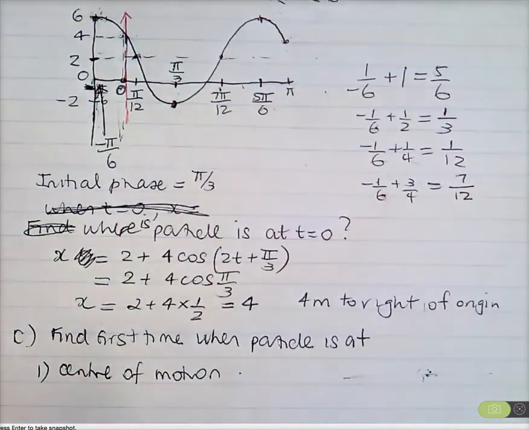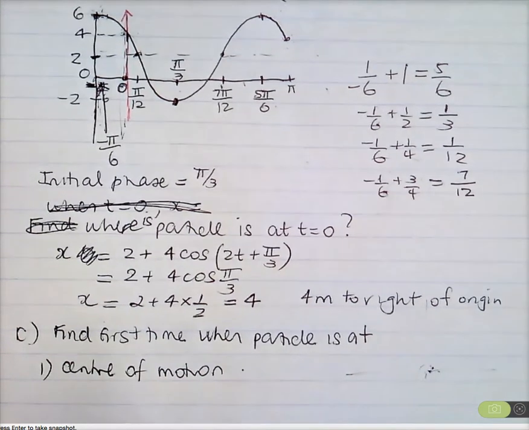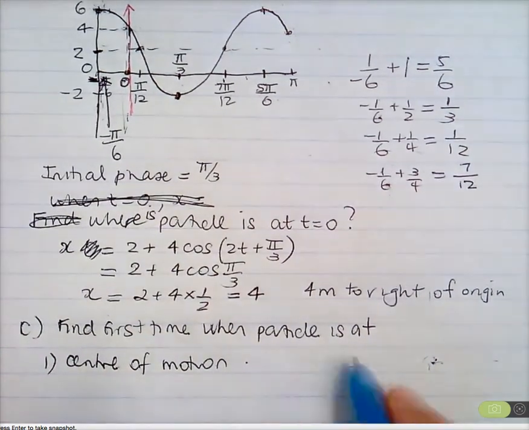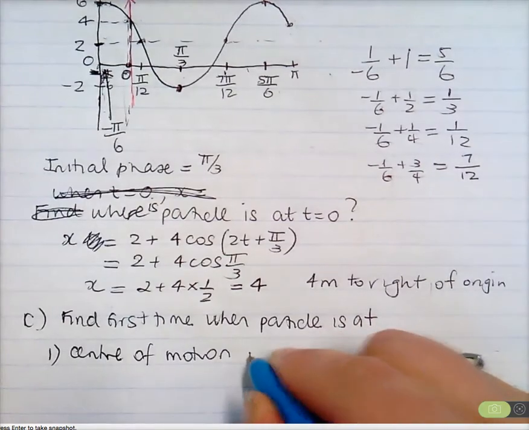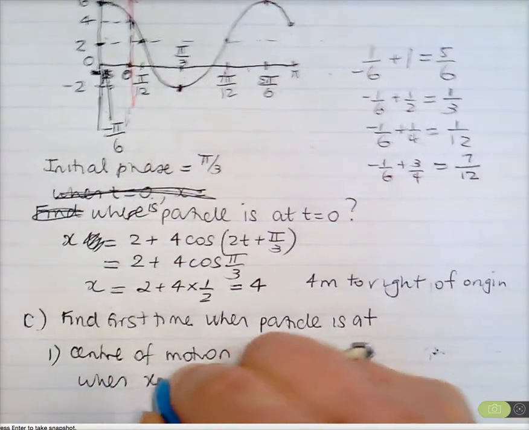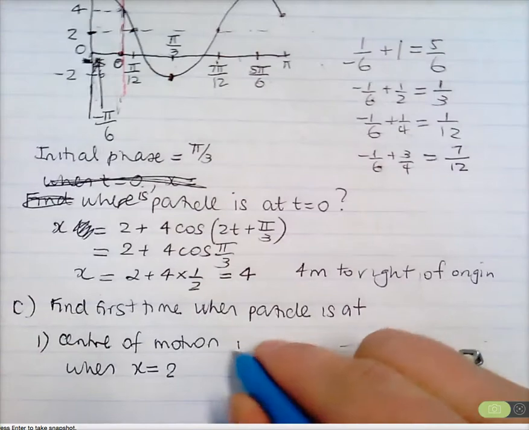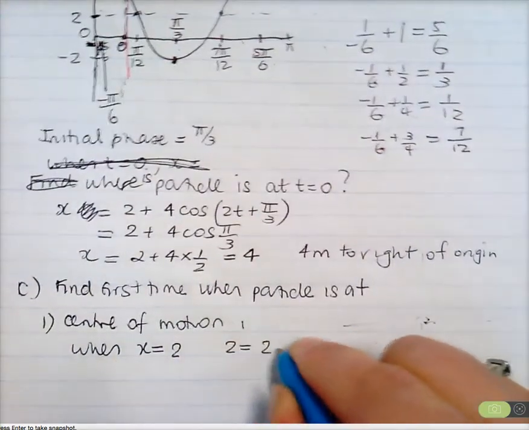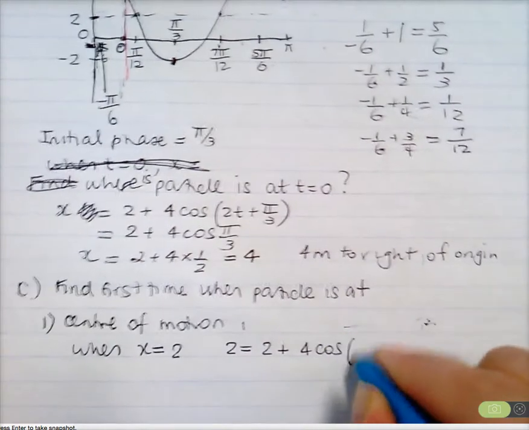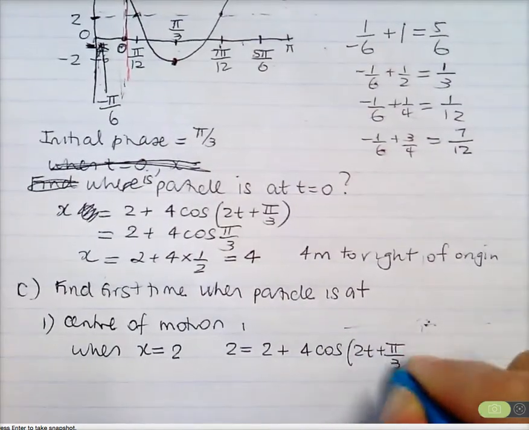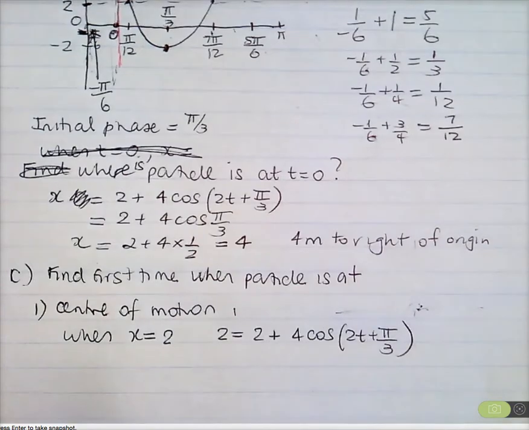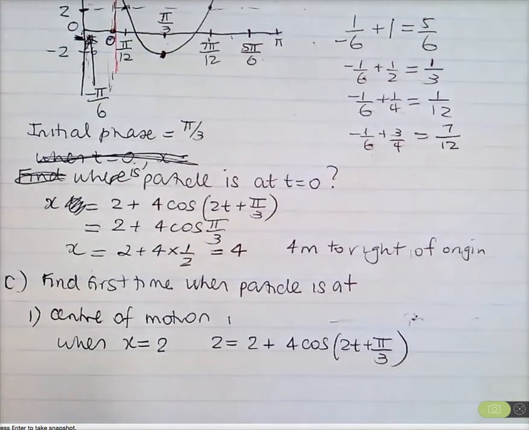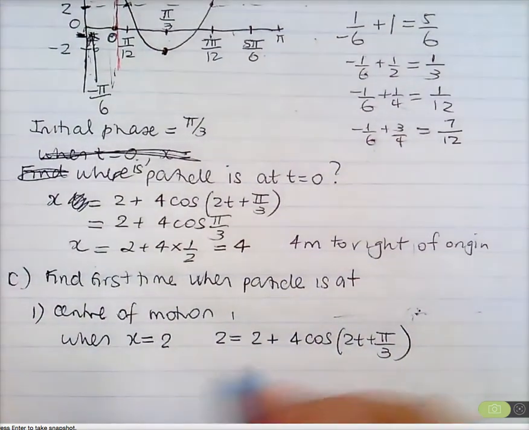You can see it from the graph, but if you're not graph people, we're going to do it by substitution. The particle is first at the center of motion when X is 2. So let's put X equals 2 into the equation. We get 2 equals 2 plus 4 cos(2t plus pi on 3). We know the answer already from the graph is pi on 12. Let's see what we get.